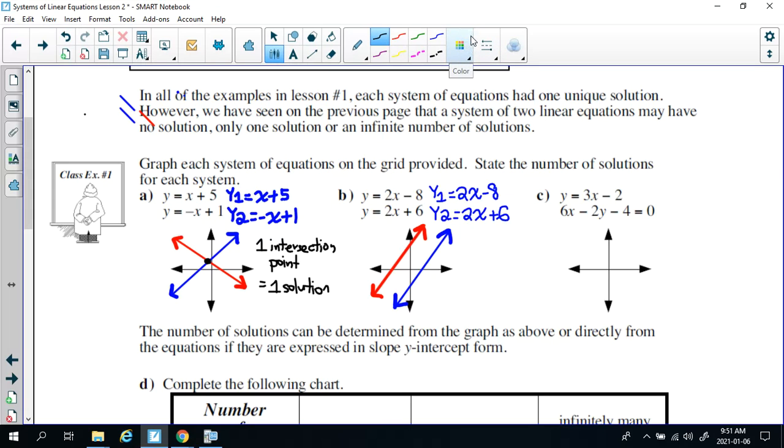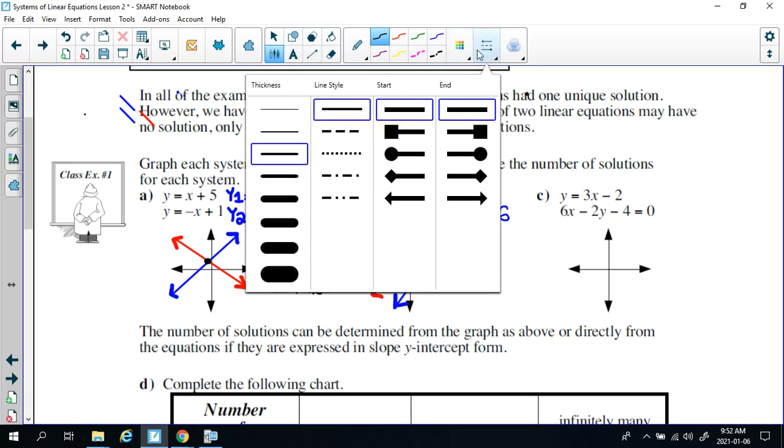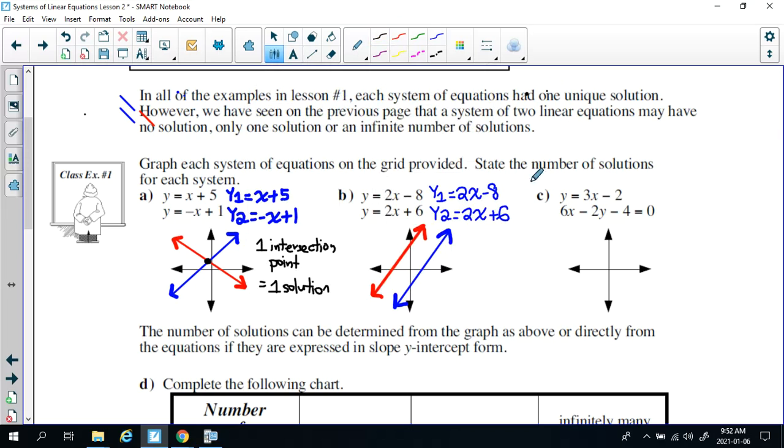Now, the reason they don't touch each other is, and you may have actually determined this already, that they are parallel lines. If you look at the equation in the form y equals mx plus b, both of these have the exact same slope. So if you have the same slope, it means the lines are parallel. And if the lines are parallel, they can never actually intersect.